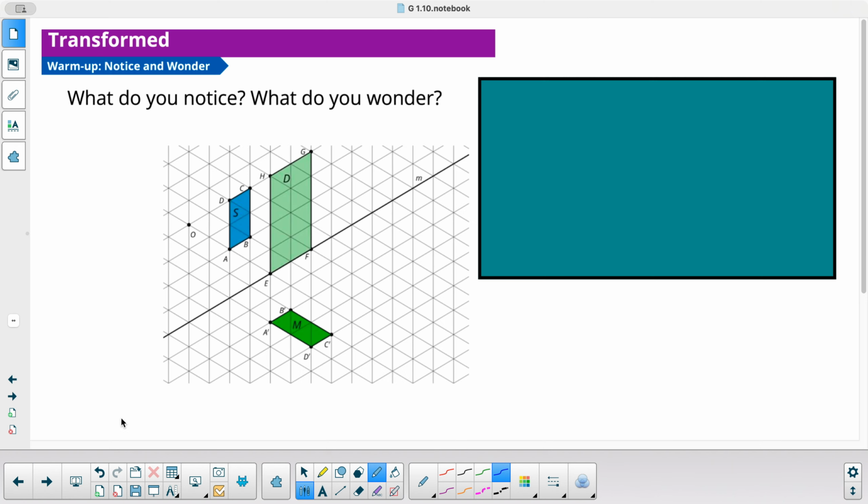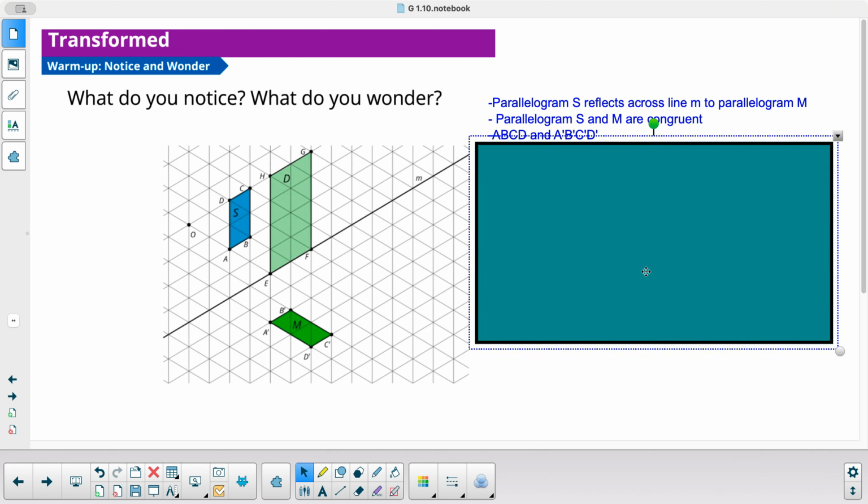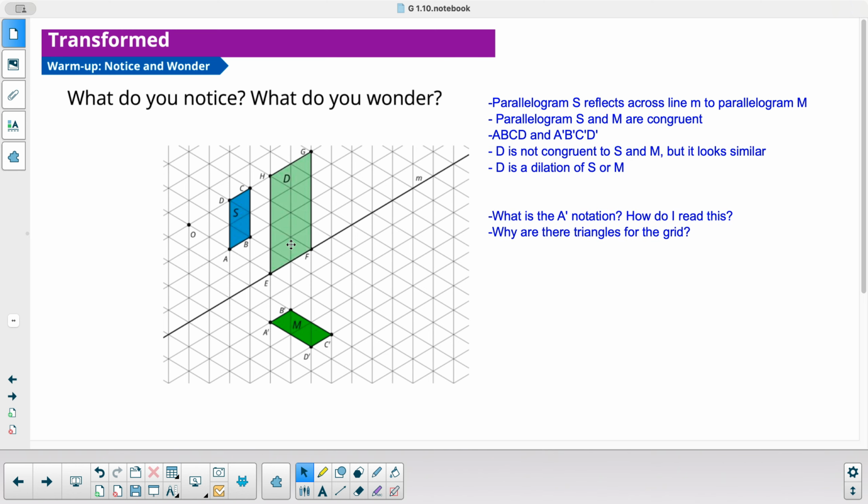All right, so on to this. What do you notice? What do you wonder? Pause the video, try to come up with some stuff, okay? All right, so first thing you might notice, parallelogram S reflects across line M to parallelogram M. Parallelogram S and M look like they're congruent. They look like if I trace this thing here, it looks like it is the same.